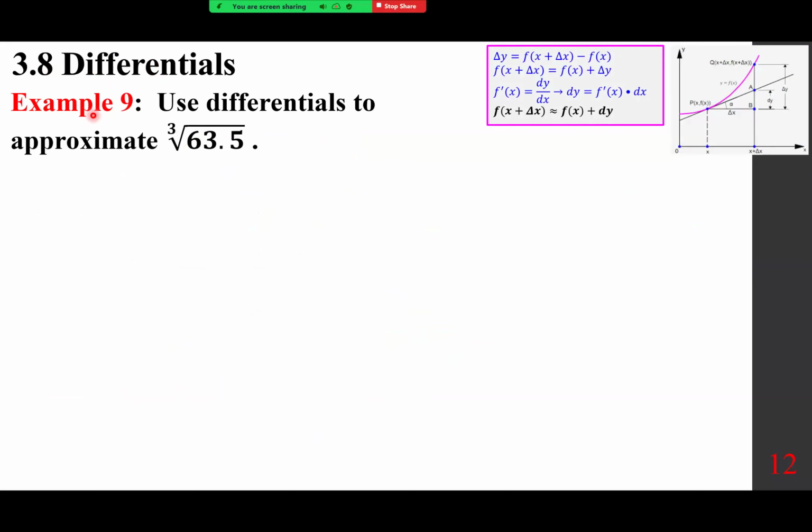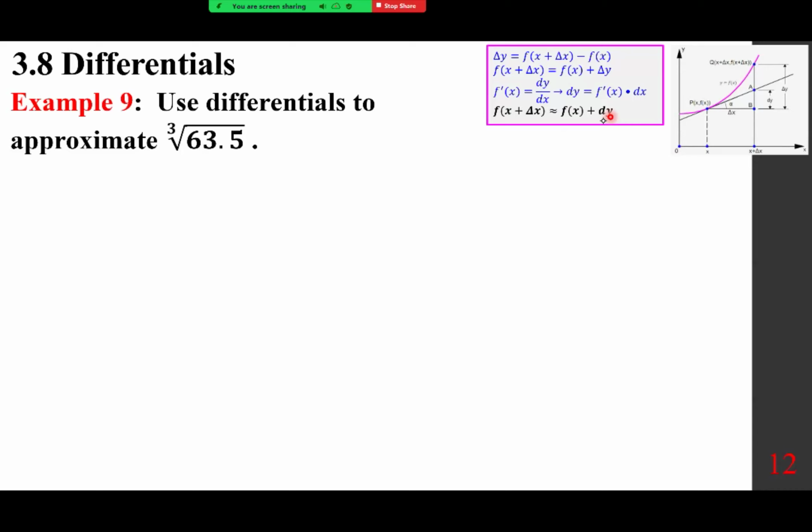Three point eight, differentials. Example 9. Use differentials to approximate the cube root of 63.5. And we want to go with the differentials. Meaning f of x plus delta x, precisely f of x plus delta y, will be approximated by f of x plus dy. That's the meaning of differentials.